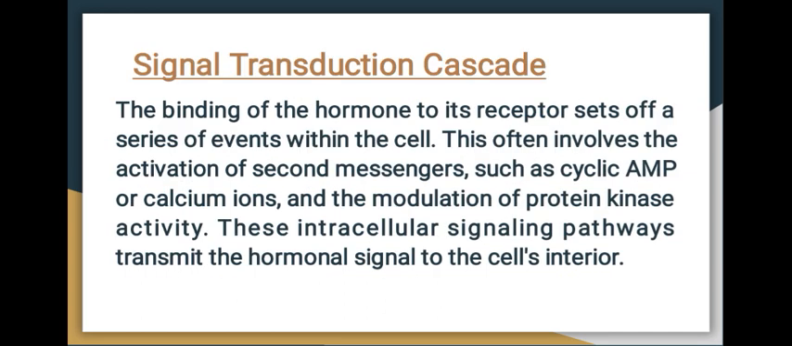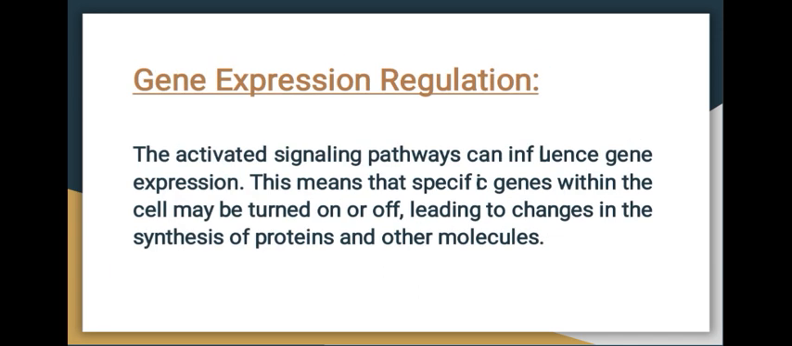Then signal transduction cascade. The binding of the hormone to its receptor sets off a series of events within the cell. This often involves the activation of second messengers such as cyclic AMP and calcium ions, and the modulation of protein kinase activity. These intracellular signaling pathways transmit the hormonal signal to the cell's interior.